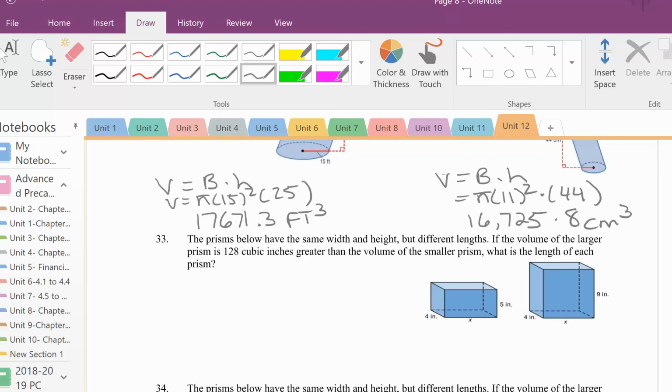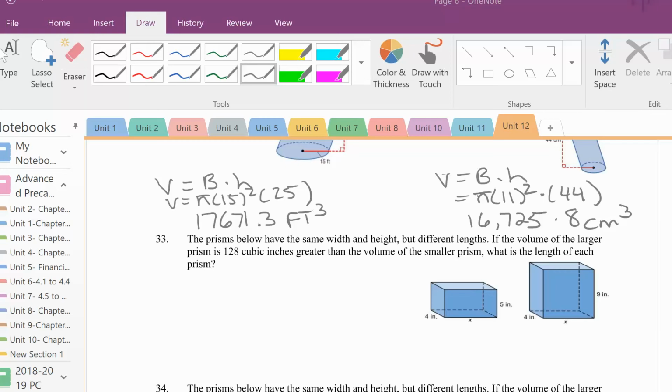All right, so number 33 says the three prisms below have the same width and height but different lengths. If the volume of the larger prism is 128 cubic inches greater than the volume of the smaller prism, what is the length of each prism?